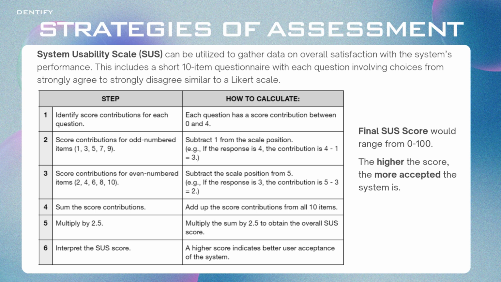Moving forward to strategies of assessment and usability studies, multiple previous studies have demonstrated that a System Usability Scale, or SUS, can be utilized to gather data on overall satisfaction with the system's performance. This includes a short 10-item questionnaire with each question involving choices from strongly agree to strongly disagree, similar to a Likert scale. Indicated in this table are the steps in calculating the SUS score. The final SUS score would range from 0 to 100. A high score would indicate that the system is well accepted by the users.